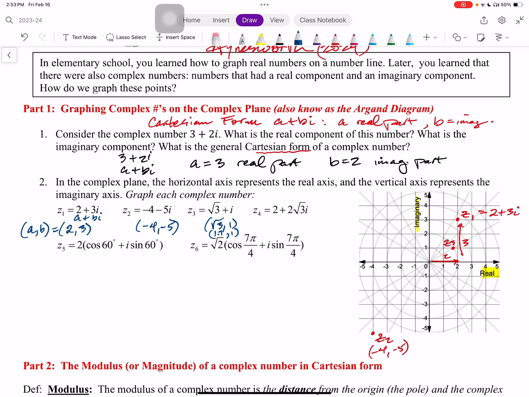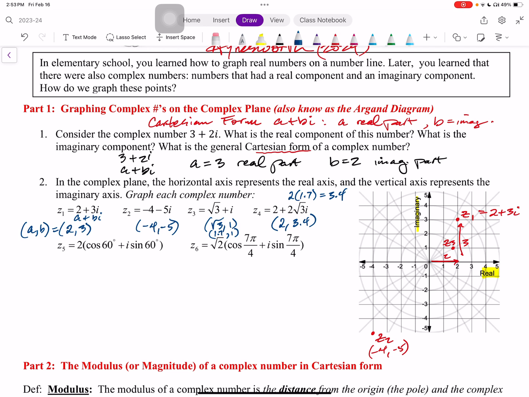z4, 2 to the right. Now 2 times 1.7 is about 3.4. So you're going to have to approximate this as 2 comma 3.4 in terms of a decimal. So it's right 2, up 3.5 almost.